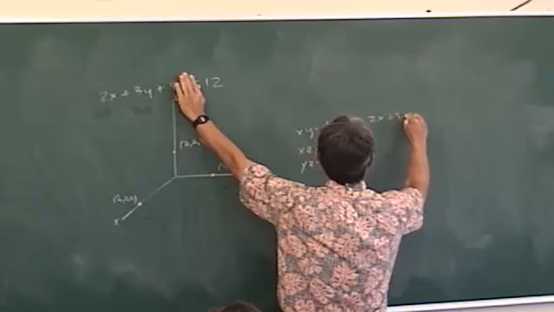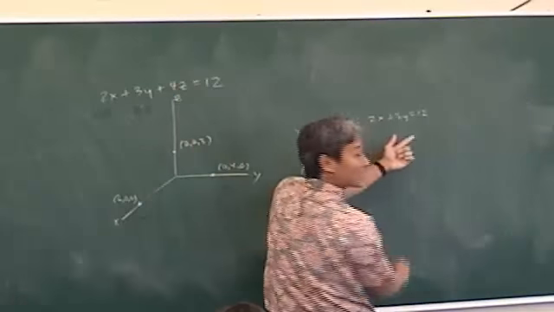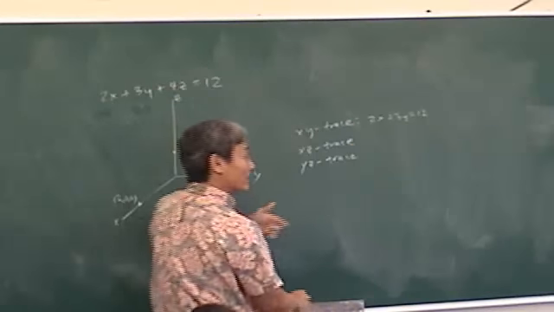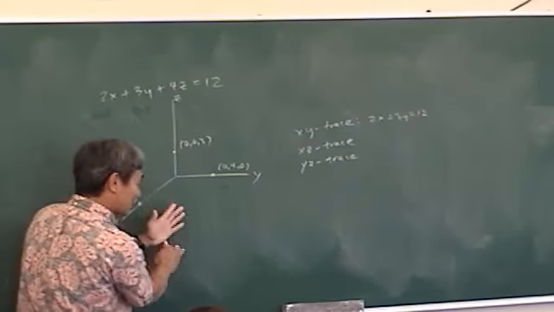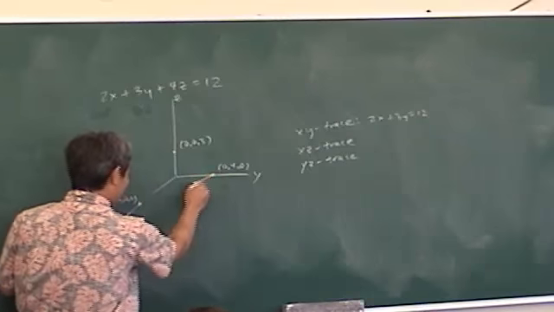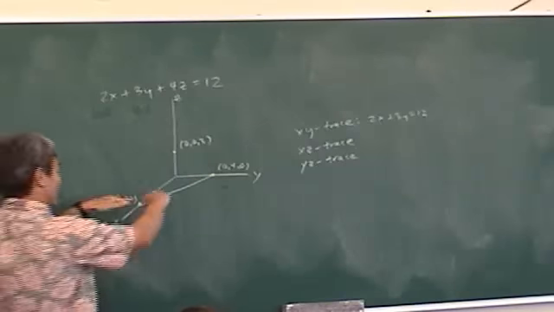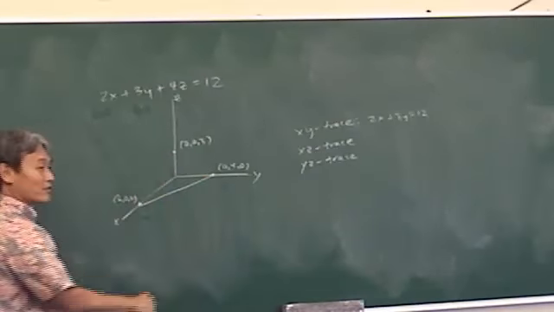2x plus 3y equals 12. Hey, that's a line. That's right. So when the plane intersects the xy plane, it's just going to be a line like that. Of course, it extends forever, but this is just in the first octant.